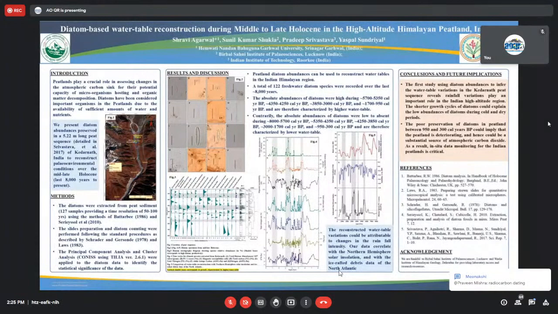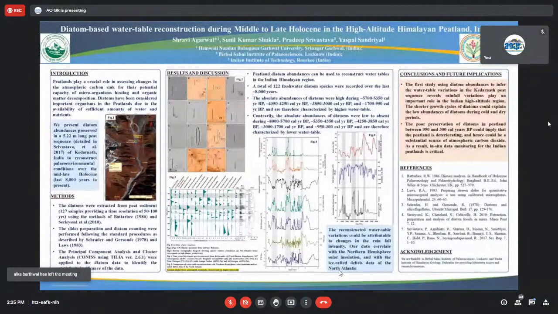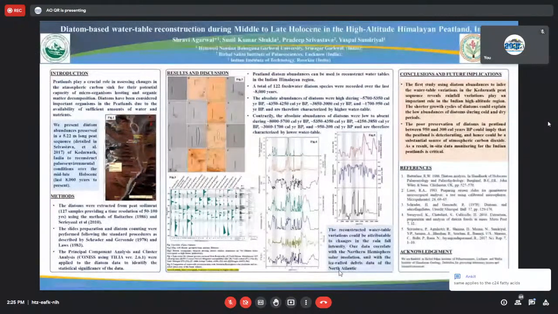Diatoms are considered important organisms in peatlands due to the availability of sufficient water and nutrients. Water table is also considered the most correlated variable for the growth and abundance of diatoms in the peatland. Despite the sensitivity of both peatlands and diatoms to environmental changes, paleoclimatic reconstructions using peat sequences in high altitude Himalayan regions are rare. So here we present total diatom abundances and relative abundances of diatom species preserved in a 5.2 meter long peat sequence, shown in figure 1, at Kedarnath Shrine, to reconstruct the environmental changes over the mid to late Holocene, that is the last 8,000 years to present.